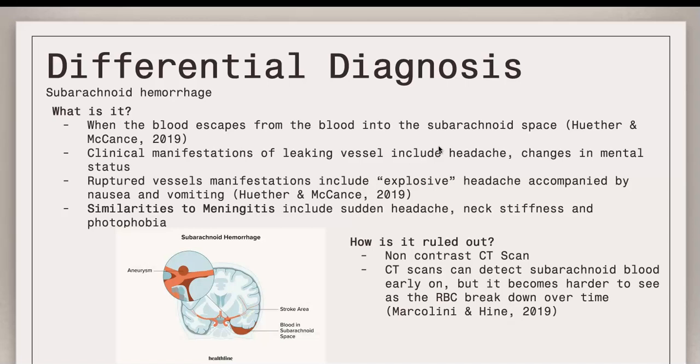But the CT scan imaging is highly sensitive for detecting the blood in that subarachnoid space during the early hours after a bleed. But as the red blood cells begin to break down, it can become a lot harder to detect on imaging over time. So that's why it's so important to have an early diagnosis for it.